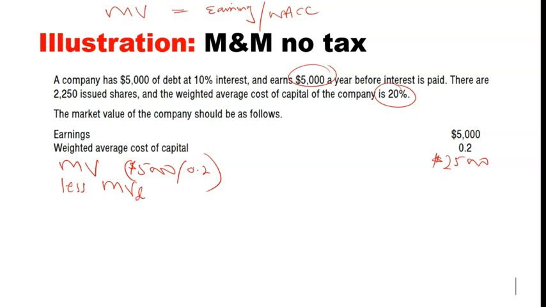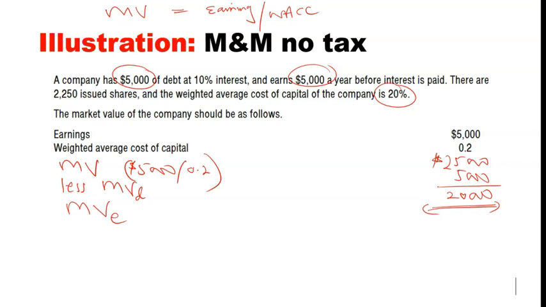Then less market value of debt. Okay, the market value of debt is how much? According to the question, the market value of debt is $5,000. So if we deduct 5,000, this debt, we are left with the market value of equity. Okay, market value of equity. That's $20,000. Remember the market value of the firm includes both the market value of equity and the market value of debt. All right, so here we have actually dissected this point.